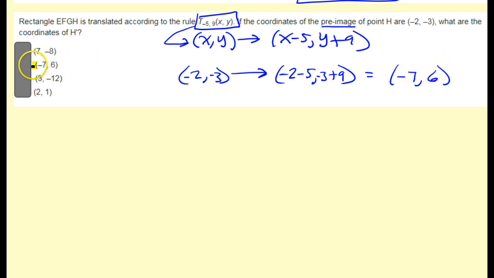Okay, so the answer is right here. Kabam!